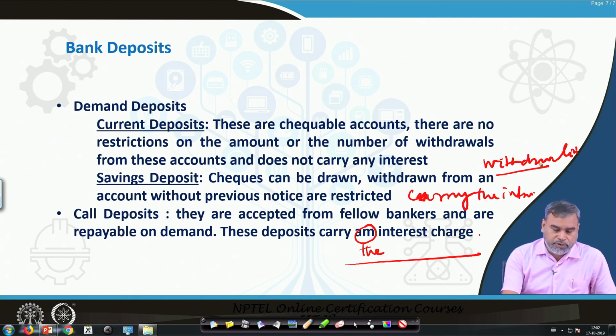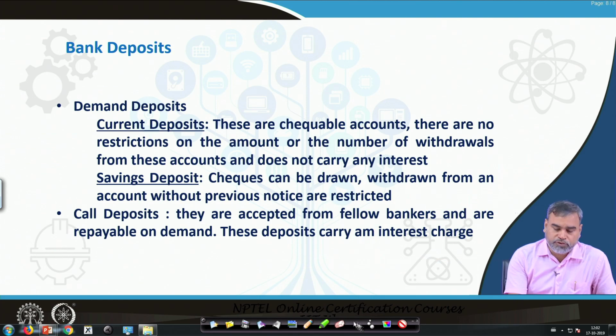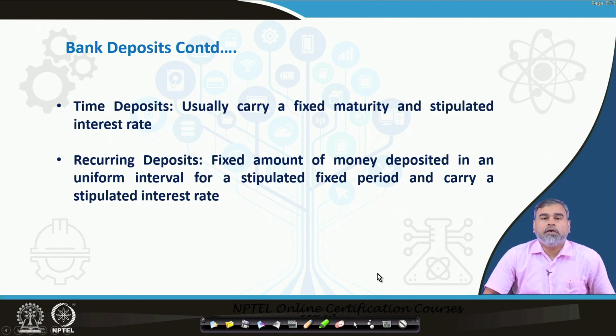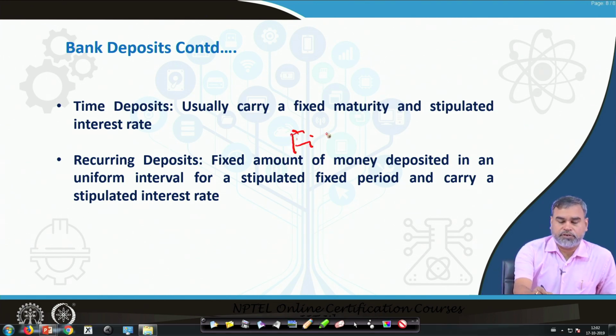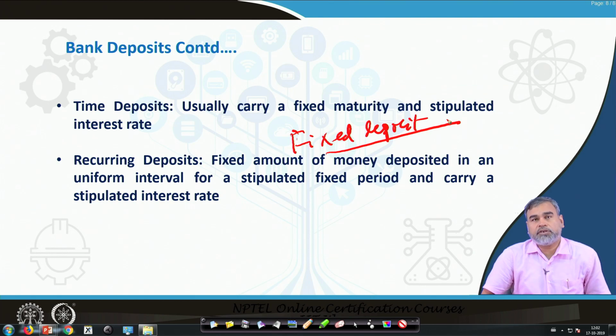So, these are the different ways, and another type of deposit is the time deposit, which usually carries a fixed maturity and stipulated interest rate. You might have heard about fixed deposits. A fixed deposit is a time deposit. If anybody opens a fixed deposit account in the bank, then there is a maturity period for this, let's say 1 year, 2 years, 3 years like this, and the interest rate is already mentioned, that is, how much interest this particular fixed deposit will carry.